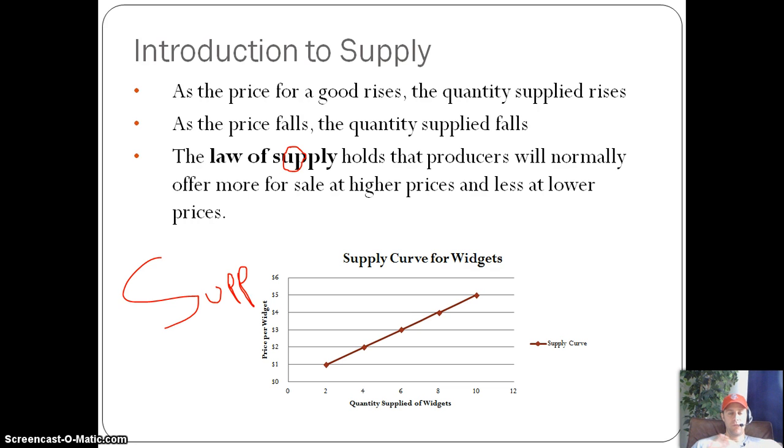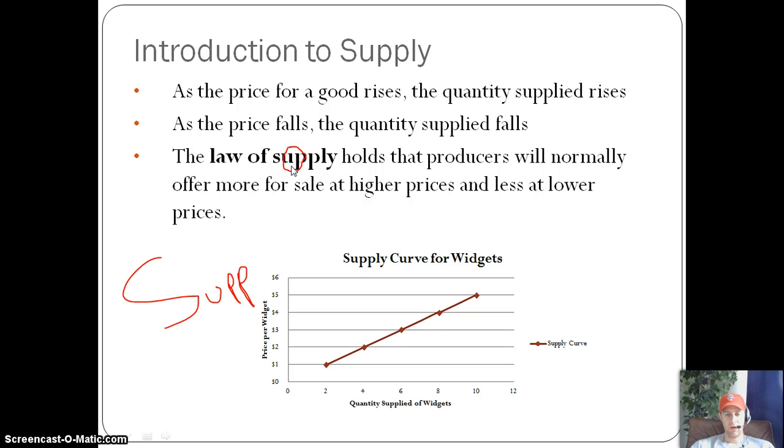So while it was an inverse relationship with demand, price goes up, demand goes down, this time it's a direct relationship. Price goes up, quantity supplied goes up, price goes down, quantity supplied will go down. The law of supply holds that producers will normally offer more for sale at higher prices and less at lower prices. And what I've circled right here is up. Supply goes up. Up is directly in the word.